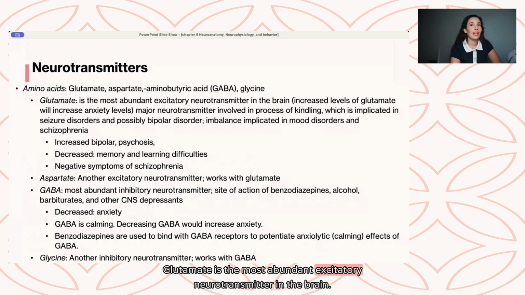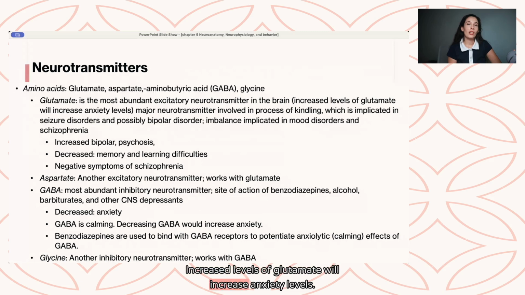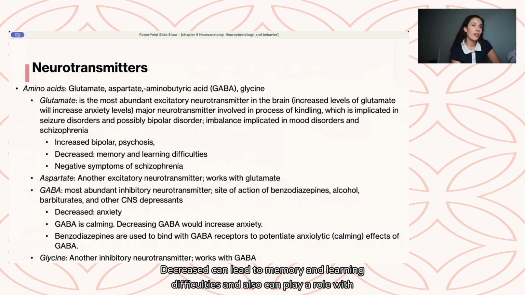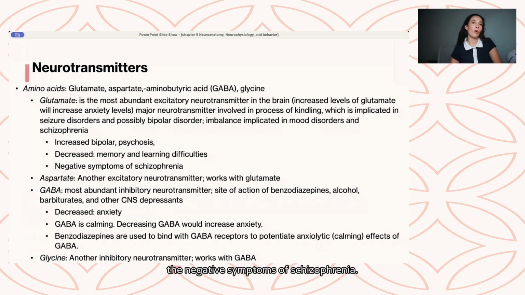Glutamate is the most abundant excitatory neurotransmitter in the brain. Increased levels of glutamate will increase anxiety levels. It is a major neurotransmitter involved in the process of kindling, which is implicated in seizure disorders and possibly bipolar disorder. An imbalance is implicated in mood disorders and schizophrenia. So if we have increased GABA, it can lead to bipolar and psychosis. Decreased can lead to memory and learning difficulties, and also can play a role with the negative symptoms of schizophrenia.